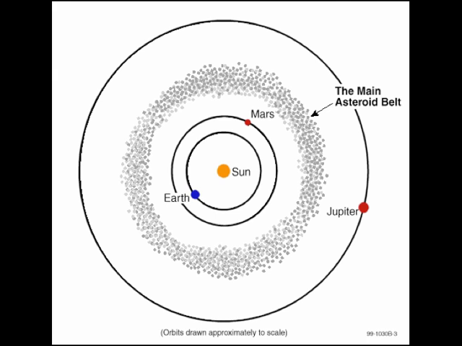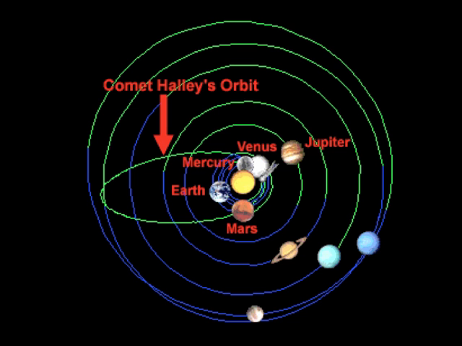Here's a picture of the Sun in the center and Earth, and you can see the asteroid belt between Mars and Jupiter with all of those asteroids. Here's a photo of a popular comet called Halley's Comet.